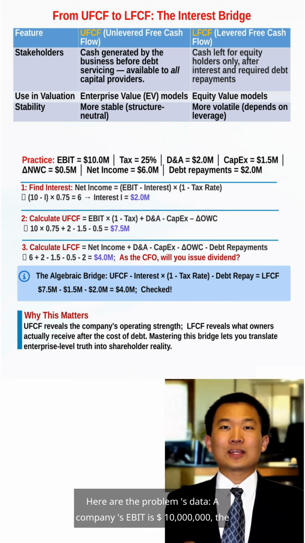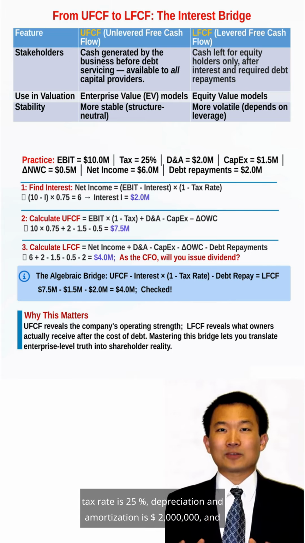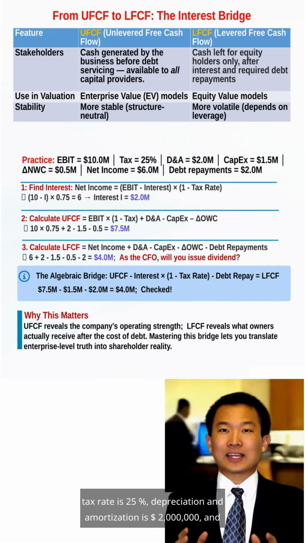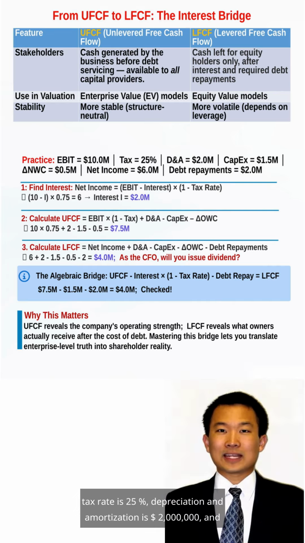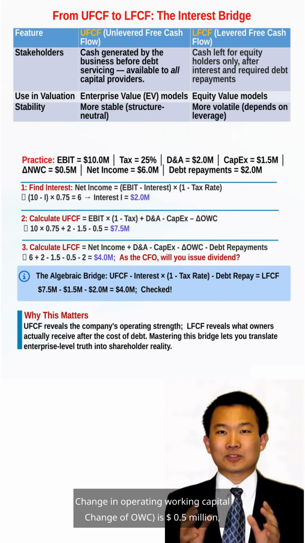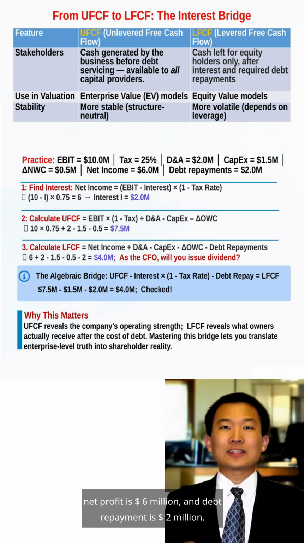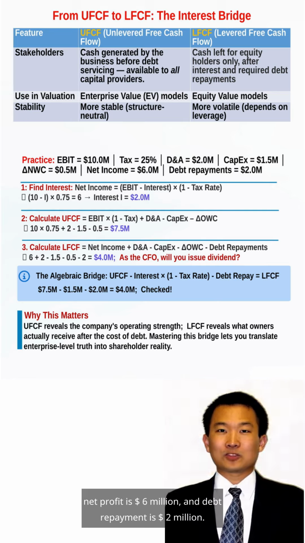Here are the problem's data. A company's EBIT is 10 million. The tax rate is 25%. Depreciation and amortization is 2 million, and capital expenditure, CAPEX, is 1.5 million. Change in operating working capital, change of OWC, is 0.5 million. Net profit is 6 million, and debt repayment is 2 million.